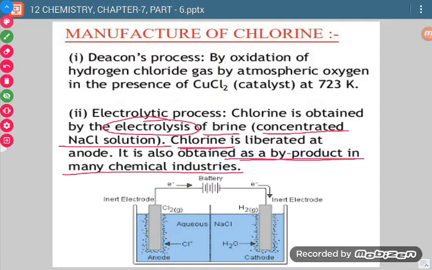Now see, this diagram shows the process of electrolysis. What is electrolysis? It is the process of conversion of electrical energy into chemical energy. So whenever electrical energy is provided and there is some chemical change, that process is called electrolysis.